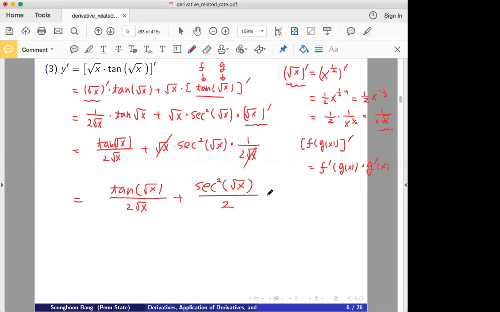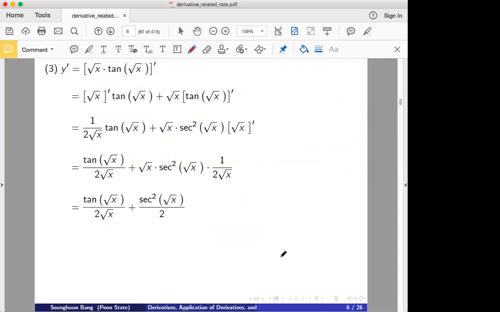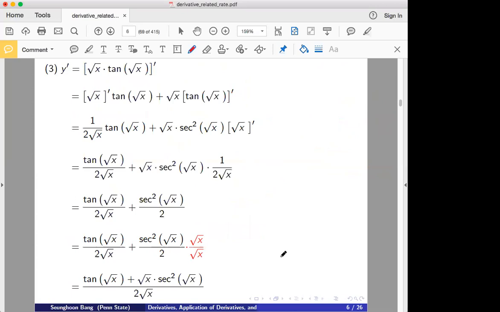So one more. How can you combine? You can multiply the square root of x like this. The same as the tangent of square root of x plus, I want to interchange the square root of x and the secant square. The square root of x times secant square of root x over 2 times square root of x. This is the final answer for solving this problem. The main idea is the product rule and chain rule. So like this. The next one.